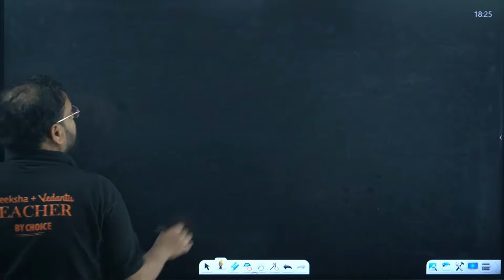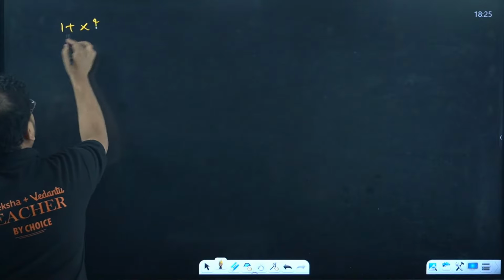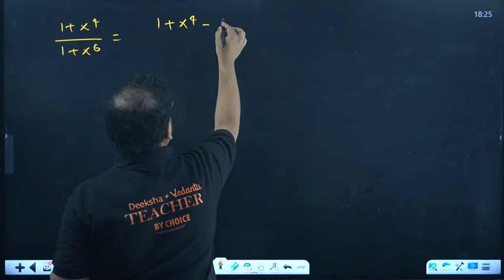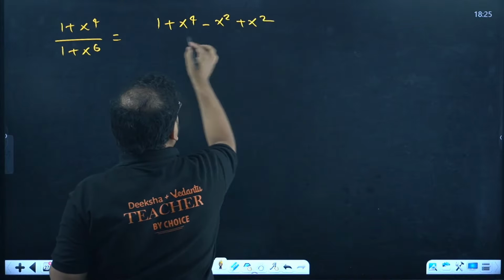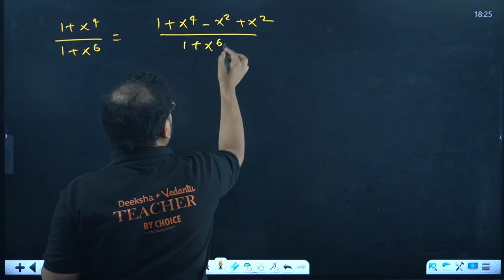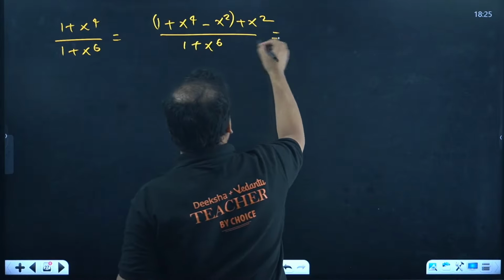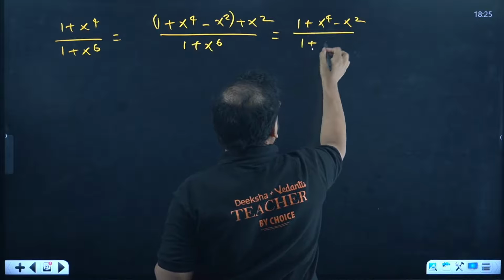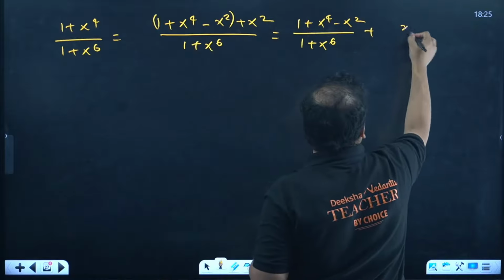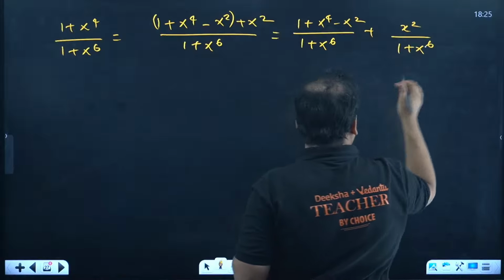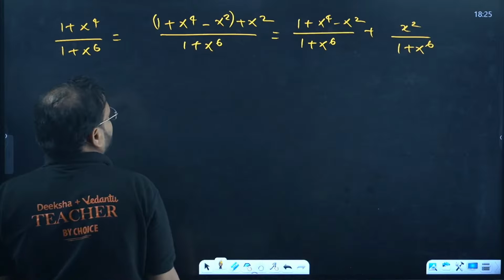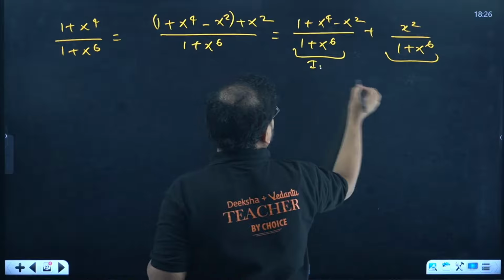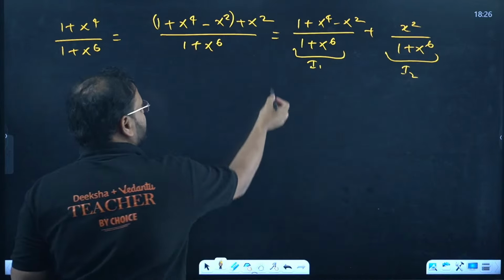Okay. So we'll write this as 1 plus x power 4 upon 1 plus x power 6. Write this as 1 plus x power 4 minus x square plus x square upon 1 plus x power 6. Now club this together and expand this into different fractions: 1 plus x power 4 minus x square upon 1 plus x power 6, and over here also x square upon 1 plus x power 6. We'll take care of these two terms only right now. Let me call this integration I1 and this integration I2, and I'll solve them individually.